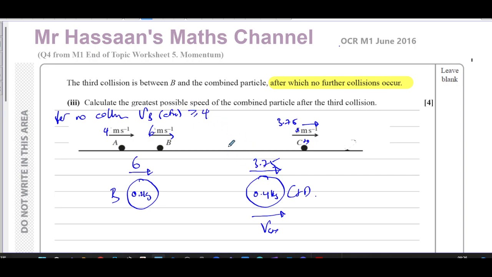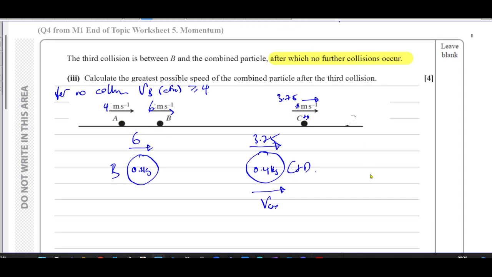If it's equal to 4, then A hasn't caught up with B yet. They're both moving at the same speed. A will never catch up with B because they're going at the same speed. If it's greater than 4, it's going to be moving further away from A as time goes on, so there'll be no collision. But if it's less than 4, then A will catch up with B. So that's why we have to be very careful in this situation, and we have to realize that the minimum speed of B is 4.